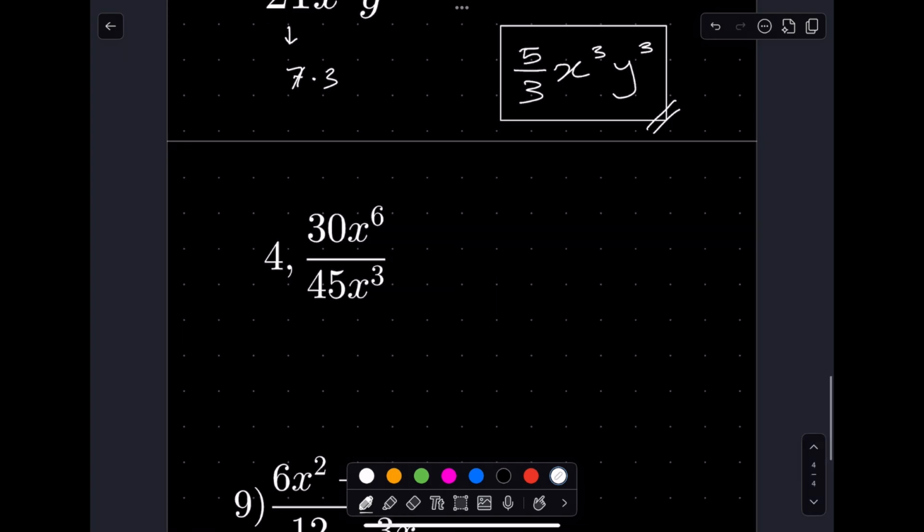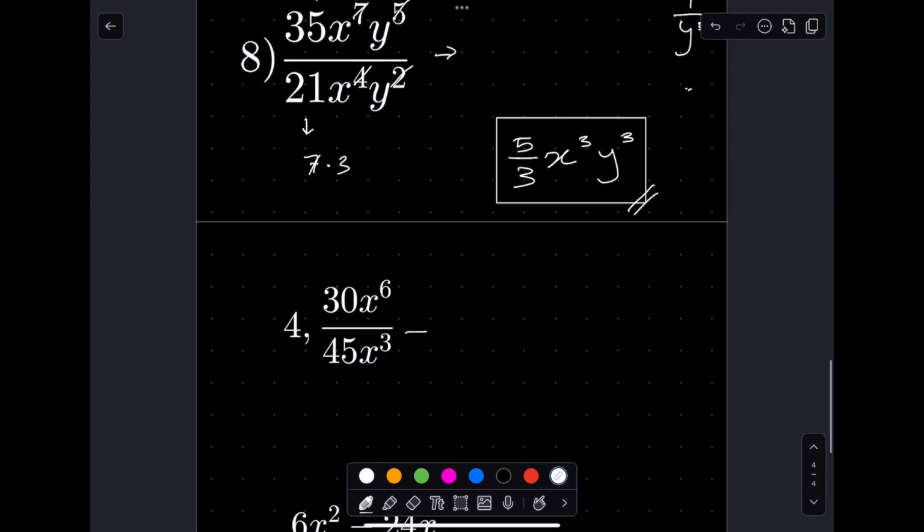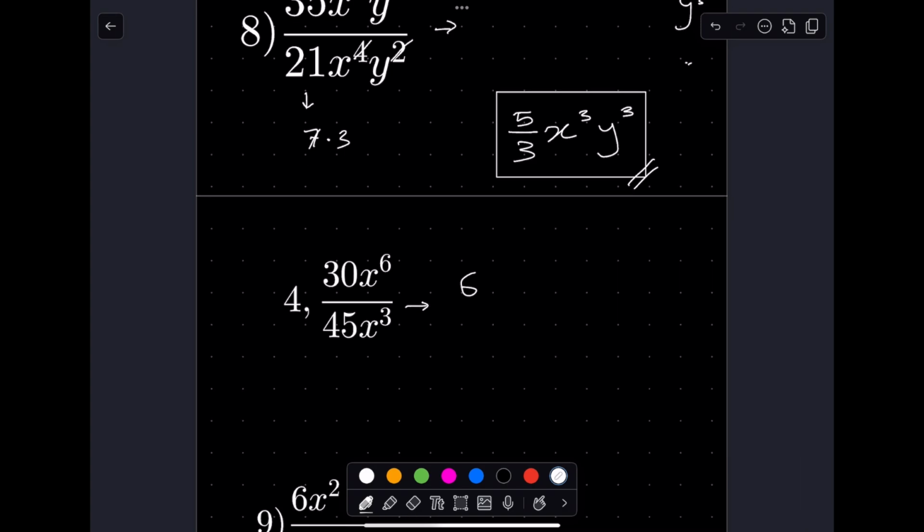So boom, pretty easy. Now the next question we're going to deal with is 30 over 45, which again, same idea. You got that 6 times 5 is 30, and 9 times 5 is 45. So we're just going to cancel those 5s out, and we're left with 6 over 9. And then the x to the power of 6 minus 3 is the same as saying, in this case, x to the power of 3, right? They're pretty straightforward. We're left with 6 over 9 times x to the power of 3, which simplifies to 2 over 3, right?